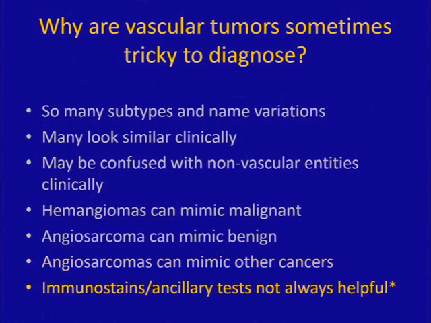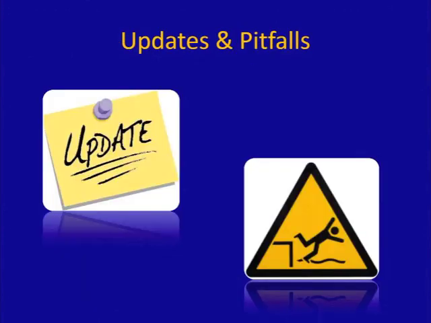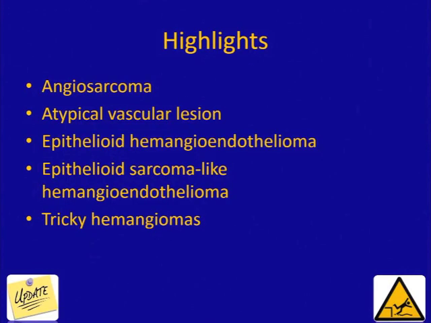And finally, immunostains and ancillary tests, while they can be helpful sometimes, there's a lot of times where extra testing or staining doesn't really help you. You just have to look at the lesion and decide if it's benign or malignant. And that can be very challenging. All right, so we'll talk about both updates and pitfalls.